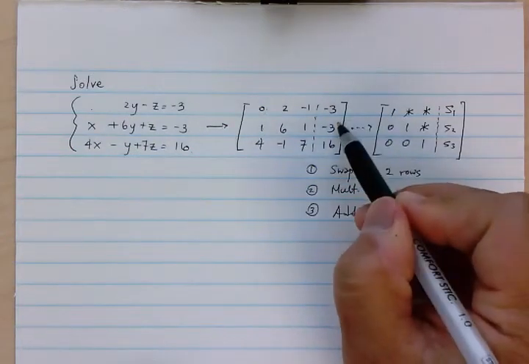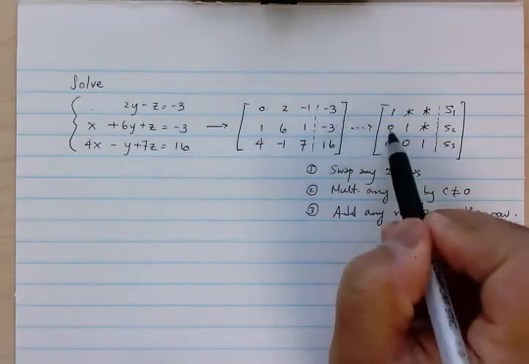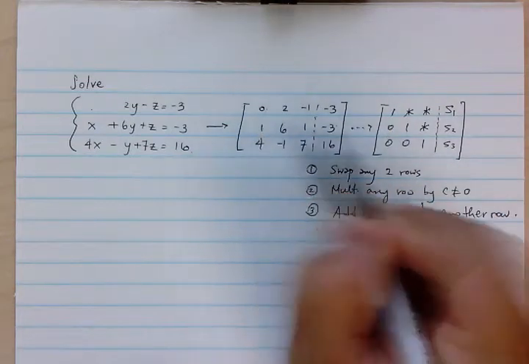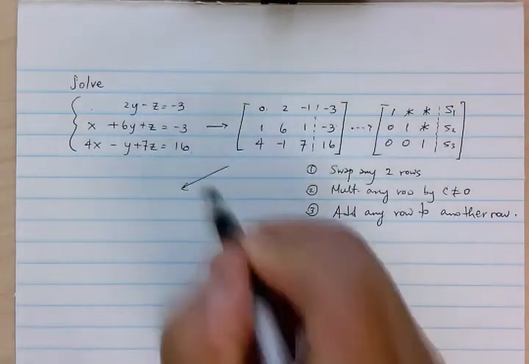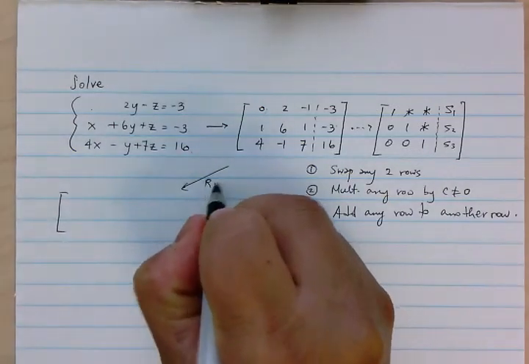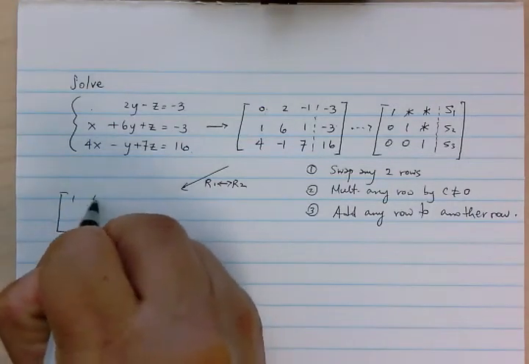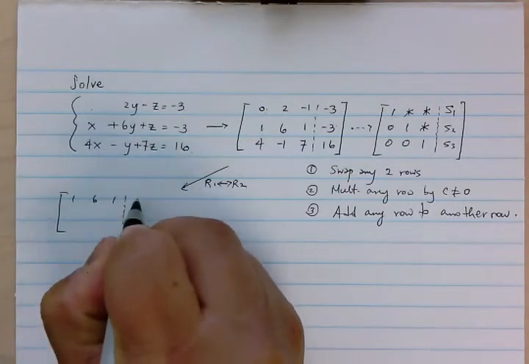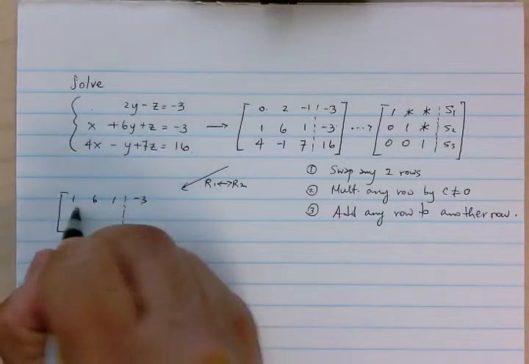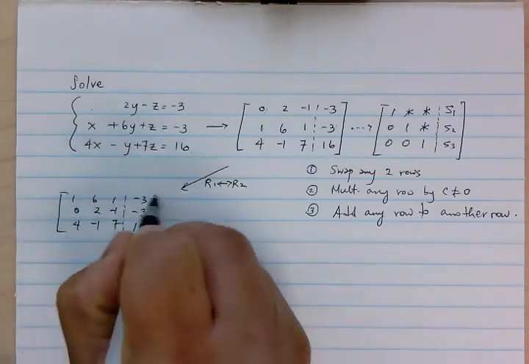And the simple thing for us to do is just swap row 1 and row 2. In fact, what that'll do is that'll also get us a 0 in this middle left position. So let's say we're going to do that, and the way we will show our work is we're going to write R1 double arrow R2 to represent that row 1 and row 2 are getting swapped. And so what we have is 1, 6, 1, -3, 0, 2, -1, -3, and then the bottom row doesn't change, so we have 4, -1, 7, 16.